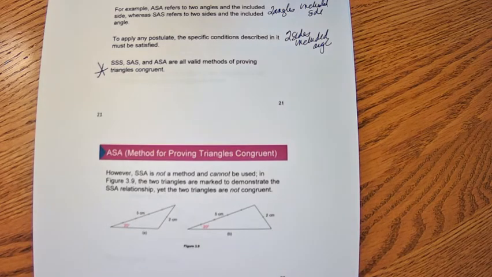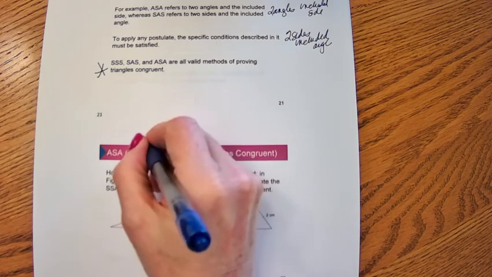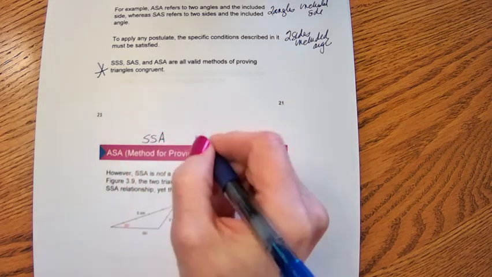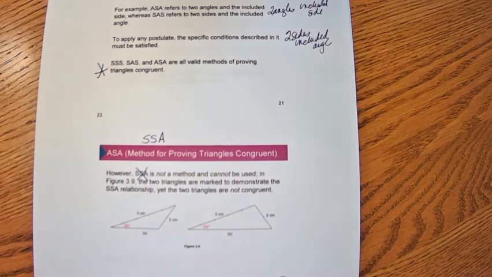Okay, now, what is not a good way to prove triangles are congruent? Side, side, angle is not a method for proving triangles are congruent. Two sides and then an angle that follows the sides might actually lead to two totally different triangles.